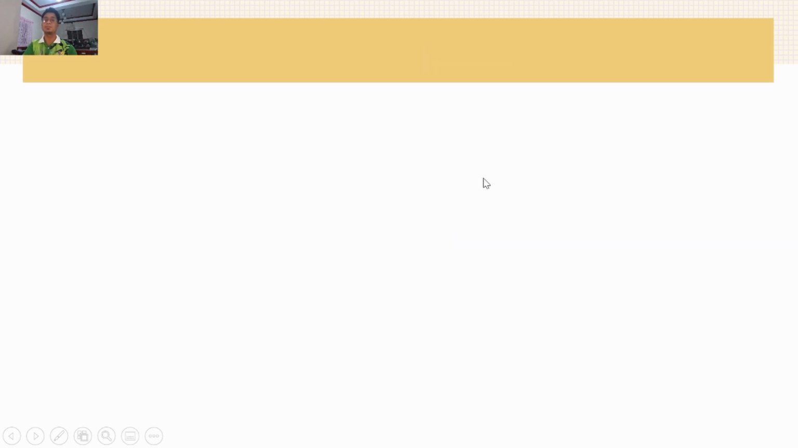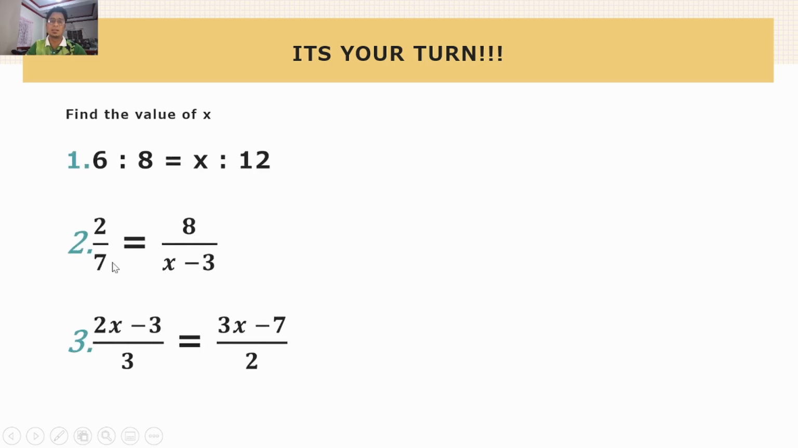Okay po? Okay, so now it's your turn. All you have to do now is to get the value of x from these 3 given. So, the first one is 6 is to 8 is equal to x is to 12. Number 2, 2 over 7 is equal to 8 over x minus 3. Number 3, 2x minus 3 all over 3 is equal to 3x minus 7 all over 2.